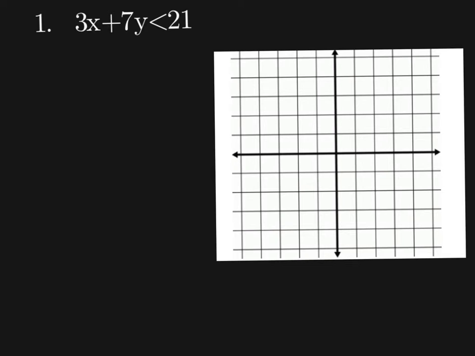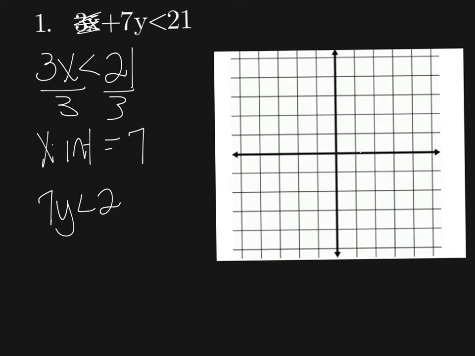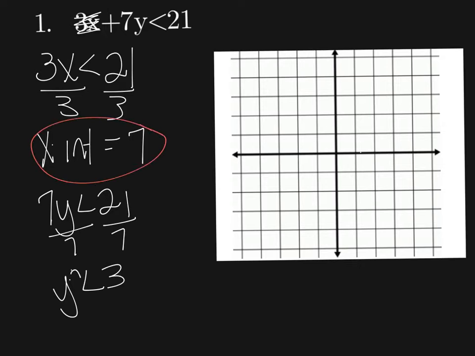All right, so first one. Okay, so first thing I'm going to do is cover up the y term. So I have 3x is less than 21, divide by 3. So my x-intercept is 7. Okay. And now I'm going to cover up my x term, and I get 7y is less than 21, divide by 7, and y is less than 3. That's the intercept.